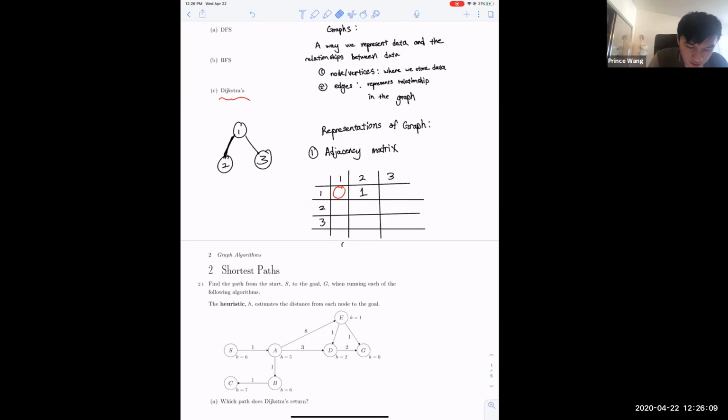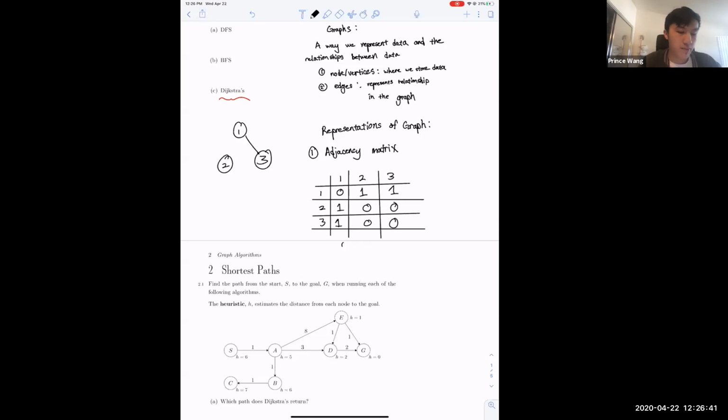So in an adjacency matrix, we're just representing the existence of edges with a bunch of ones and zeros. So 2 to 1, there is an edge. 2 to 2, nope. 1 to 3, yes. 2 to 3, no. Yeah, cool.